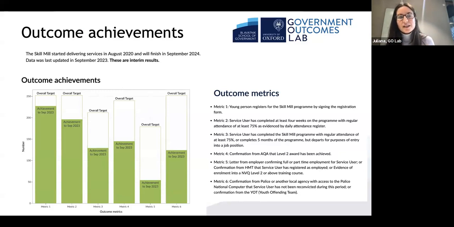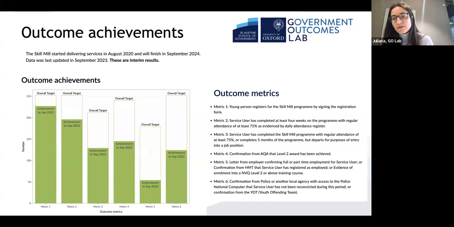And first of all, I want to say this is interim data. These are interim results. The skill mill is an ongoing project which will deliver a service until September 2024. So they still have more or less a year to deliver a service and achieve more outcomes. What we are representing here is outcome achievements.